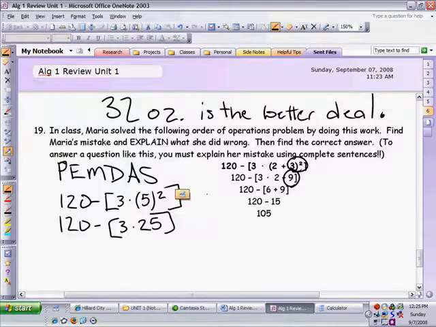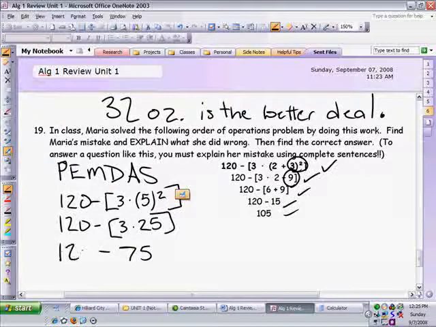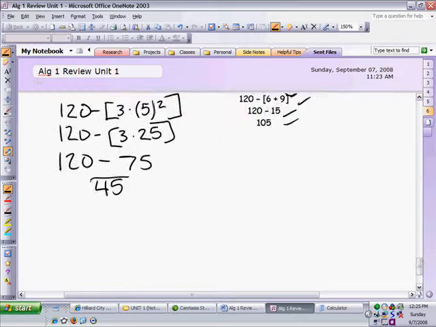And let's look at her next line down. So we've taken care of this line, this line. This one's good now. She took care of her brackets, which are just like parentheses, next, and subtracted last. Alright, so she did the rest of this problem correctly. Let's finish out ours then. 3 times 25 is going to be 75. And then the last step here is 120 minus 75, which is going to give us 45 as our final answer. So that is the correct solution.